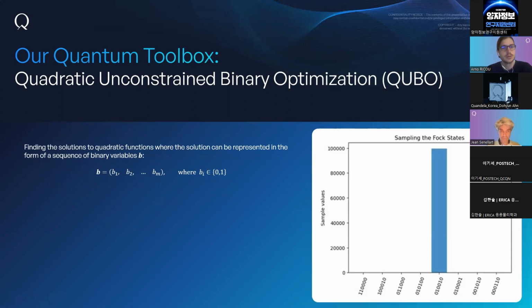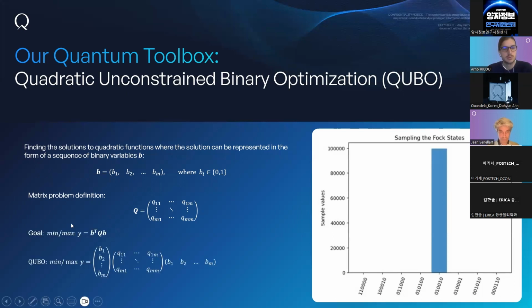We also have in the toolbox a QUBO algorithm, where the goal is to find the solution of a quadratic function, where the solution is represented by a sequence of binary variables, B. The matrix of the problem is defined by Q, so this M by M matrix. And what we do is minimizing B^T Q B, so it's quadratic, meaning because we have 2 B's multiplying, and we are finding the minimum of this scalar product.